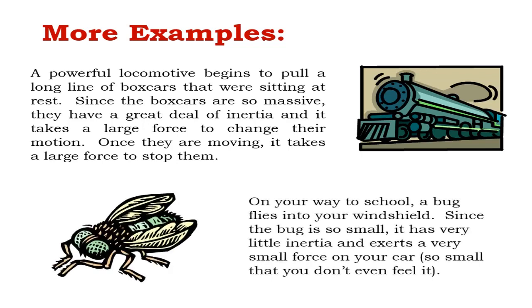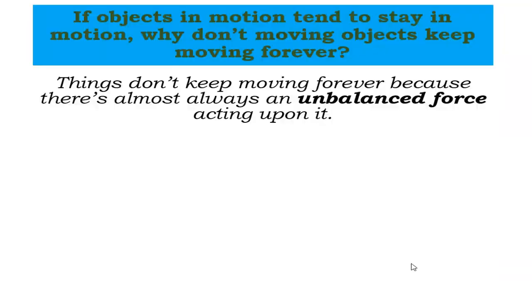Like this one, a bug flies into your windshield. Since the bug is so small, it has very little inertia and exerts a very small force on your car. For those who have a car, if your car hits an insect, the car will still move at the same speed because it is not moved by an external force that is so small, which is the insect. So the bigger an object, the more tendency it has to resist external forces.